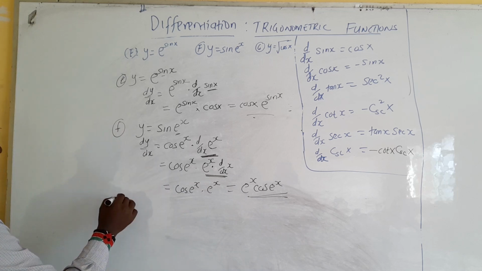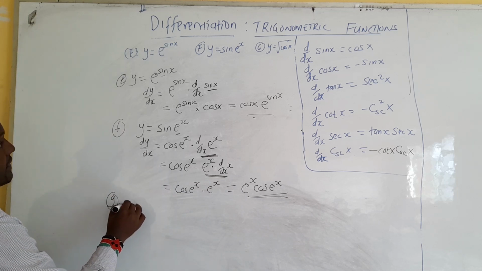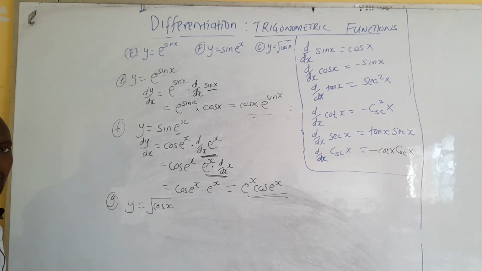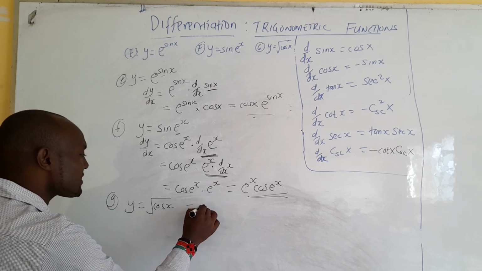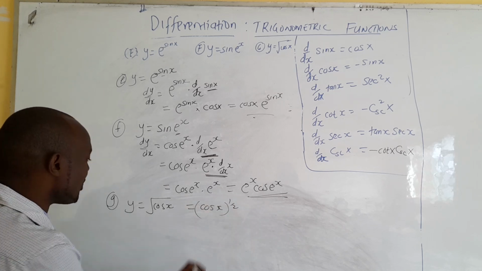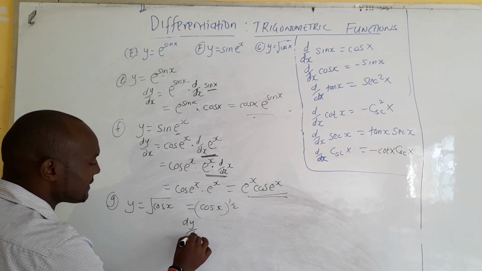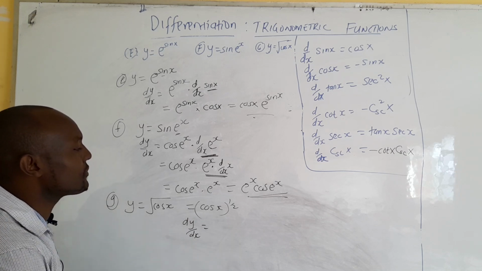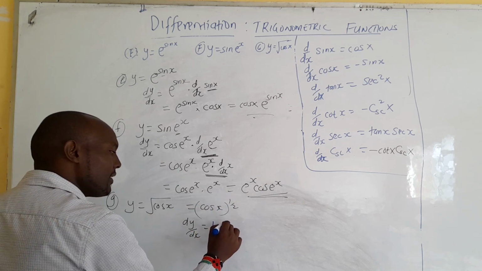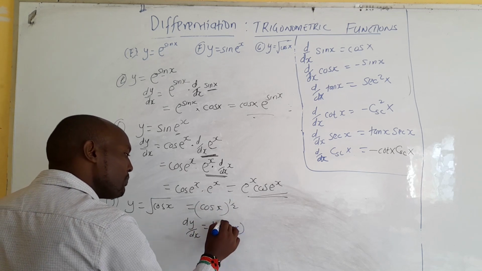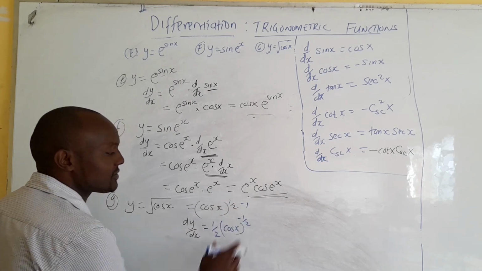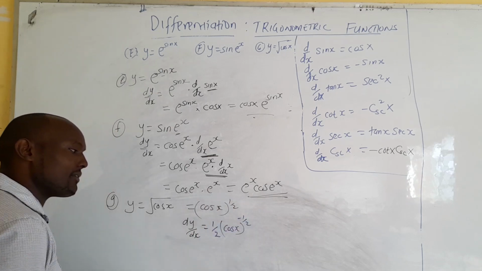Then the last example, my example 7, is where you have y is equal to root of cos x. There is no difference. This is the same as cos of x to power half, the square root. So how do we differentiate that one? dy over dx: you bring this half here, you have half, then cos x to power negative half, because you subtract 1 from the power.